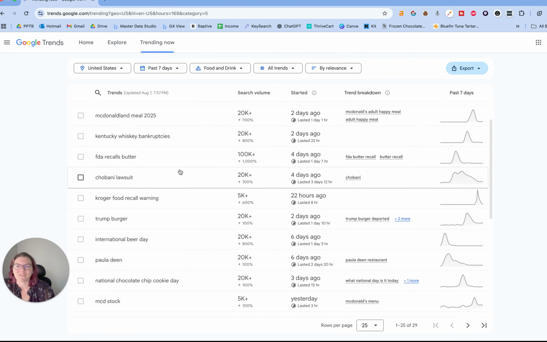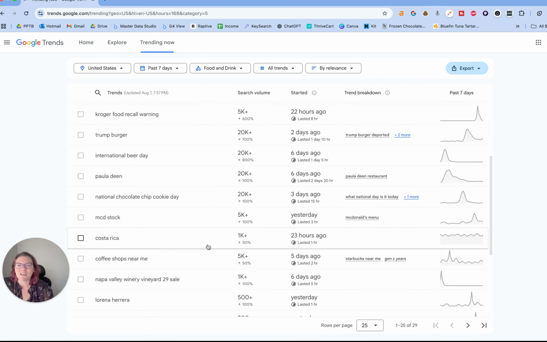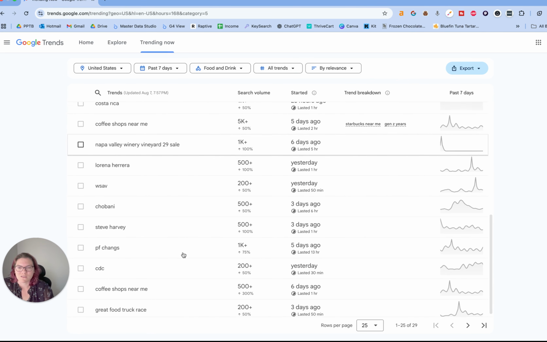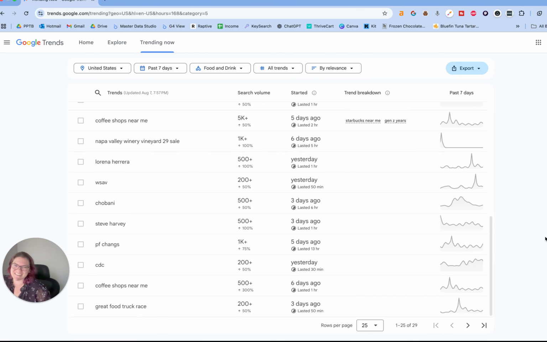We have a few different lawsuits and recalls of stuff. We missed International Beer Day, but if you had been checking this, you would have been able to get that. National Chocolate Chip Cookie Day, same thing. Looks like some specifics around wineries and then stuff like coffee shops. People are always looking for coffee, to be honest.